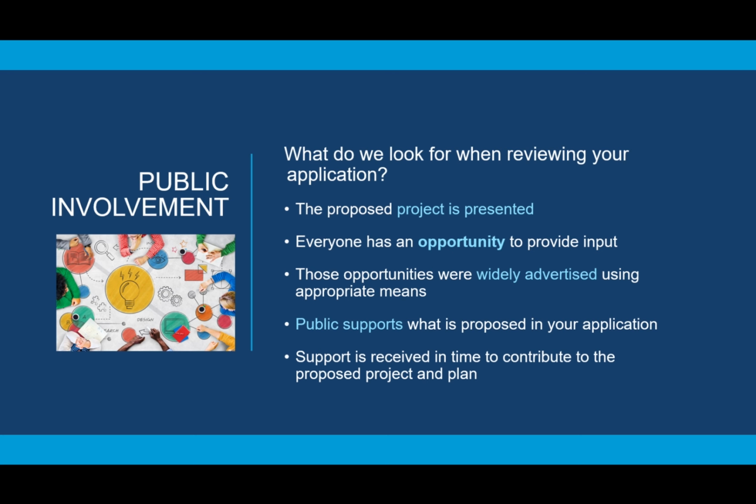Public involvement. So what do we look for when we're reviewing your application? First of all, that the proposed project is presented. You don't have to say it's the grant awarded, but describe the project that you're proposing to do. We're putting in a new picnic shelter, a series of trails, and disc golf.